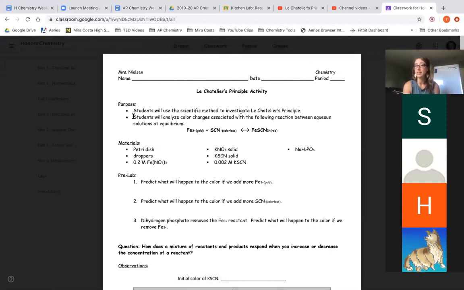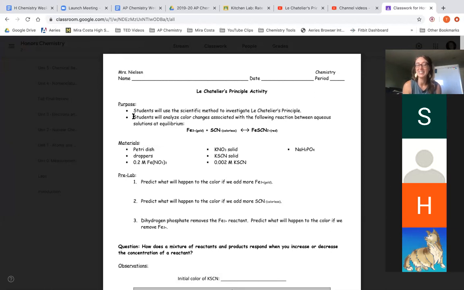something called Le Chatelier's principle. Okay, Le Chatelier's principle. That's kind of a fun one to say. I'm going to give you guys one guess. Where do you think this scientist is from? Le Chatelier probably, yep, you guessed it, France, yeah.